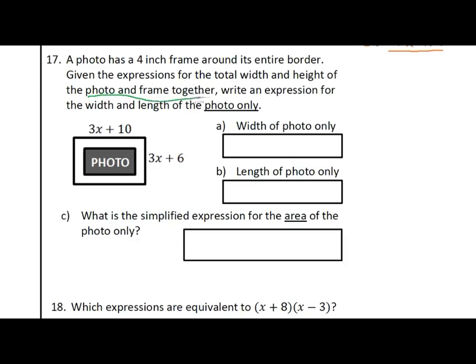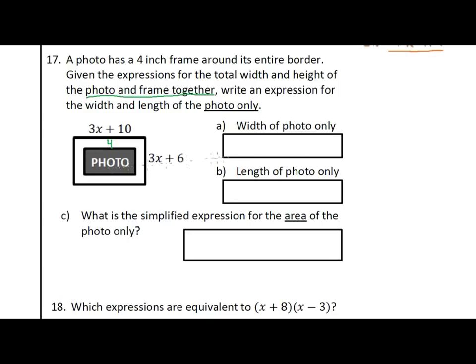So now this is different. That's a terrible line. This is different. Now they're giving me the dimensions of the whole outside of the frame. And they want us to write the expression for the width and length of the photo only. So in this case, we know this frame is 4 inches wide. We're going to have to remove that. In order to get from the frame dimensions to the photo dimensions, we have to subtract the width of the frame from the total.